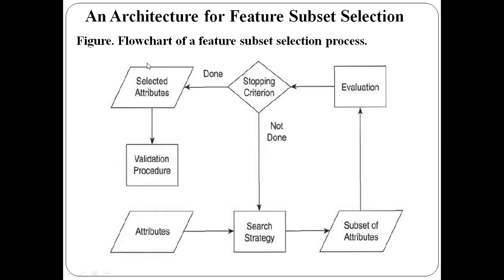If you look at this diagram, we have got mainly 4 steps here. So this is one, search strategy, and second one is evaluation. Okay, and then stopping criteria, and last one is validation procedure. These are the 4 steps which are involved in the feature subset selection. Okay, so I will explain in detail what exactly these 4 steps are. Just try to understand here. So one is search strategy, second one is evaluation measure, third one is stopping criteria, and fourth one is validation procedure.